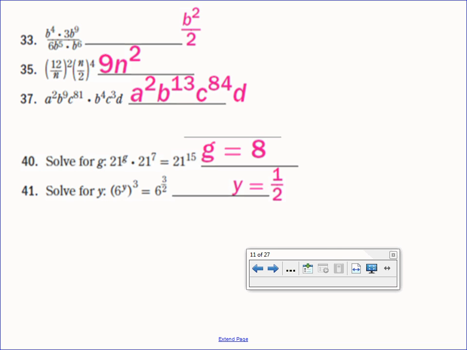41, when I raise a power to a power, my shortcut operation with exponents is multiplication. And so y times 3 would have to equal 3 halves. What would y have to be in order to make that true? Oh, y would have to be 1 half, because 1 half times 3 is 3 halves.